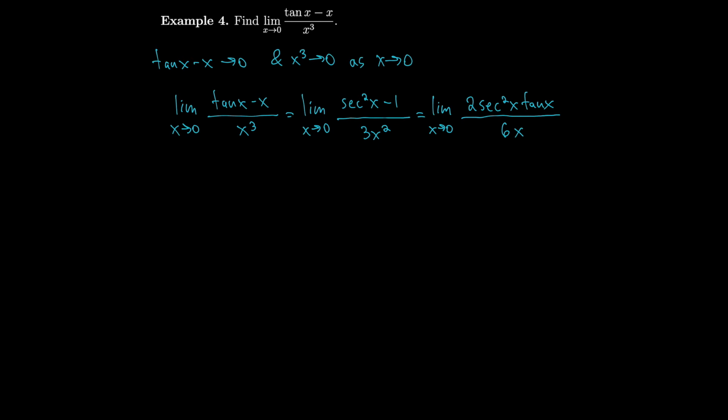At this point, limit of a product is the product of the limits. So let's separate this out. We can pull out 2 over 6, which is 1/3. We can separate the secant limit from the tangent limit because the secant limit is easy to evaluate. So we just multiply these two limits. So we get 1/3 times the limit of secant squared. Well, remember, that's 1 over cosine squared. Cosine of 0 is 1, so this limit is just 1 over 1, which is 1. So it's 1/3 times 1 times the limit of tangent of x over x.